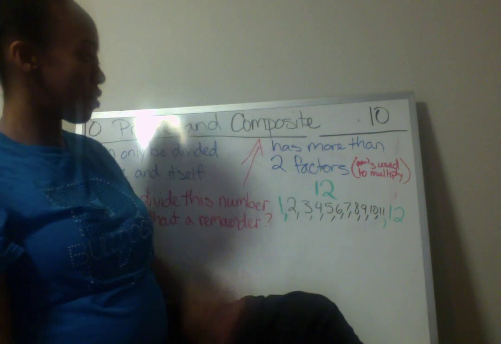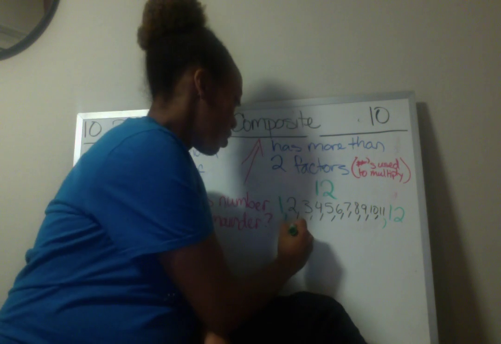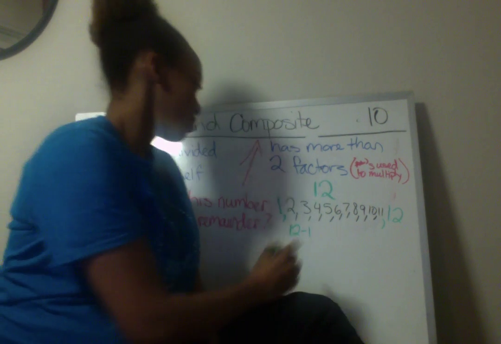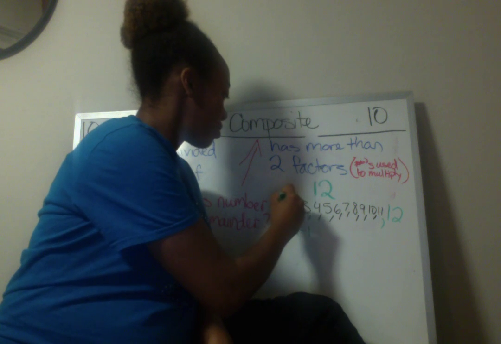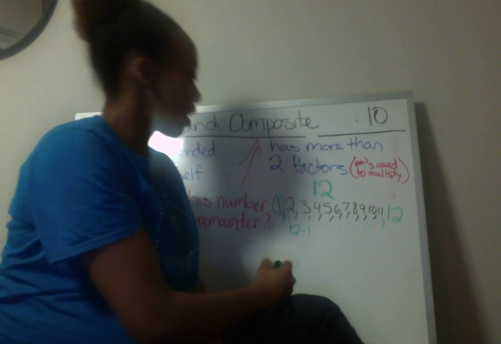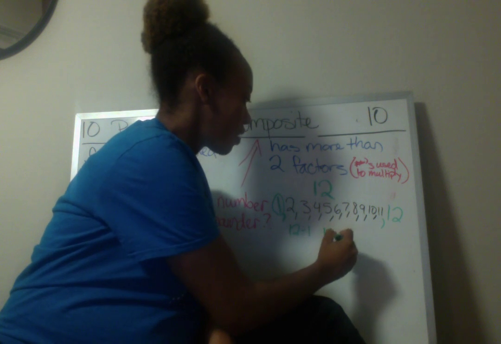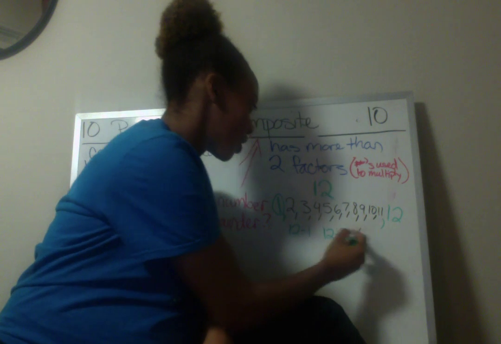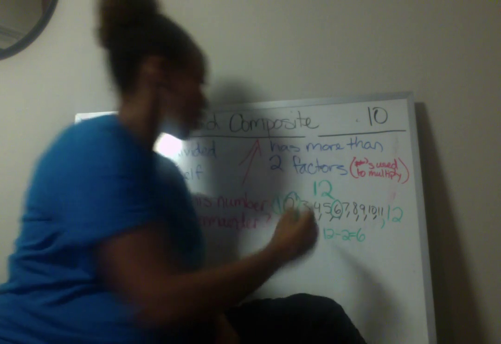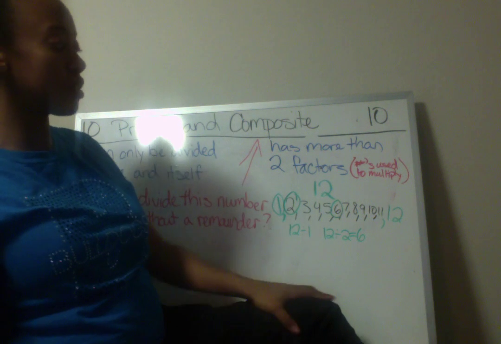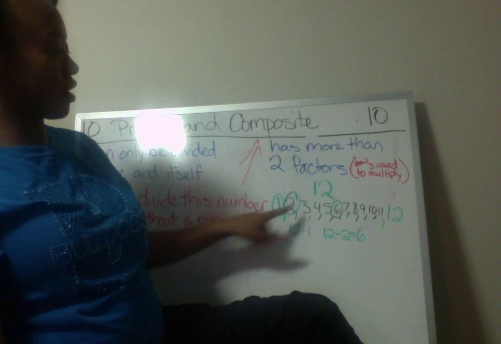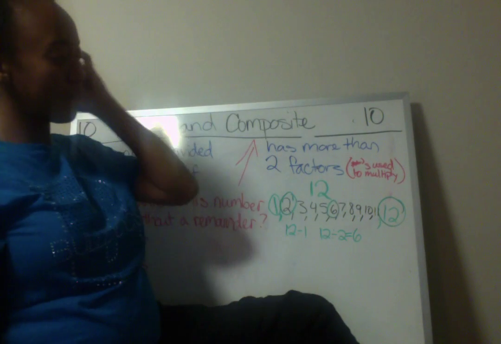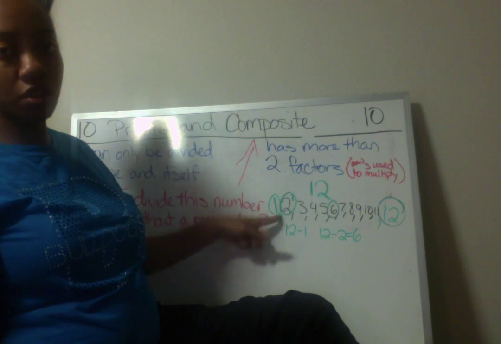So starting with 12 divided by 1. Can I divide 12 by 1? Yes. That works. I'm going to circle the 1. Can I divide 12 by 2? Yes. What are we at? 6. That means 6 works and 2 works. I can stop right there. How many factors do you see we have? 3 so far circled. Technically 4 because I used 12 divided by 1. So that already tells me the number 12 is composite.